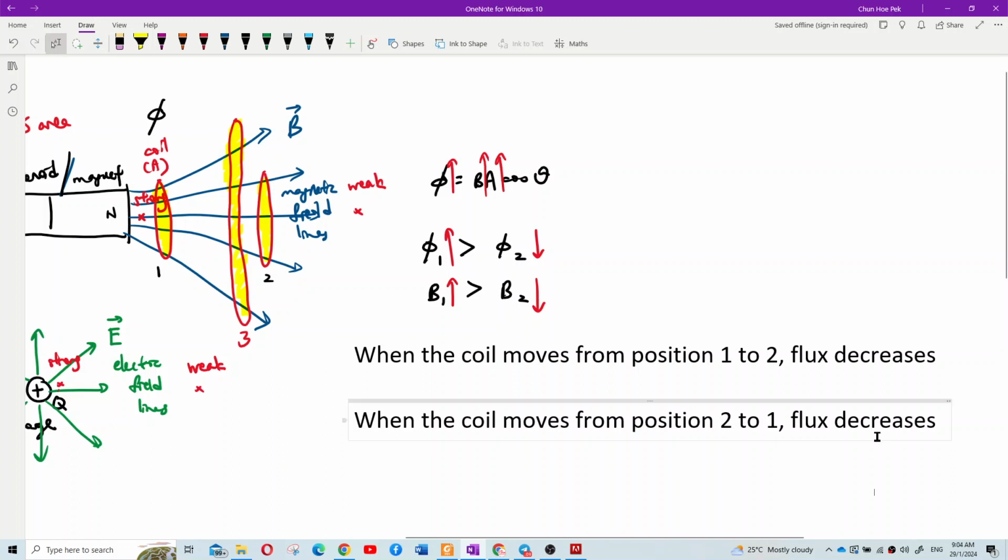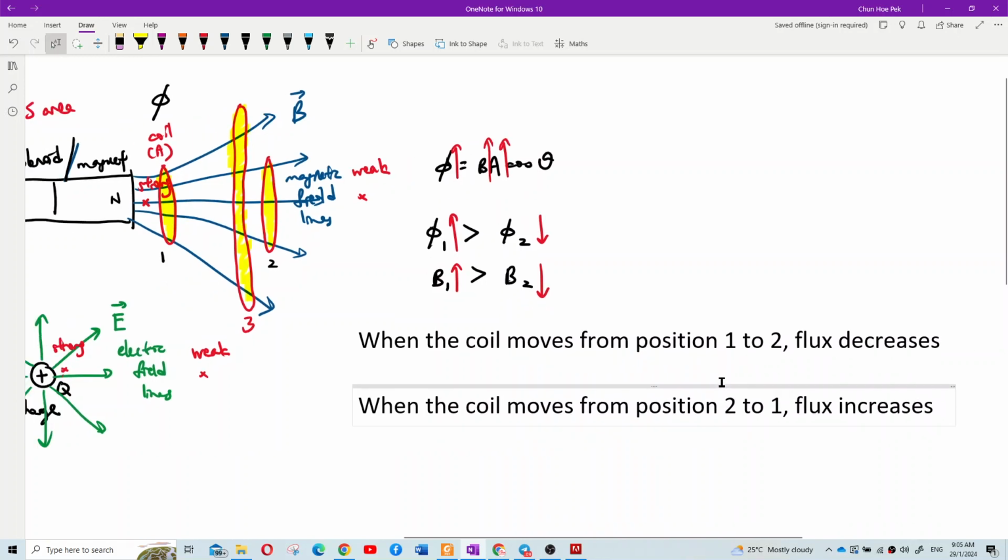Does the flux increase or decrease if I move the coil from position 2 to position 1? What happened to the flux? Flux increases. That's good. Flux increases.